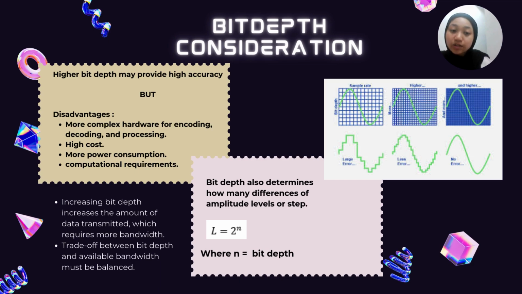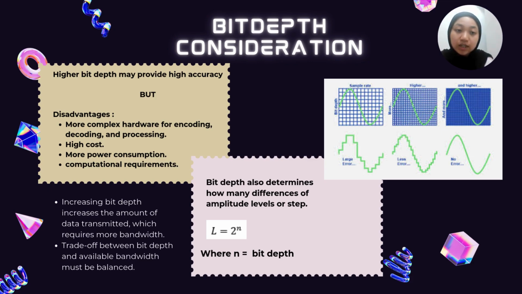Second, it increases power consumption. Since we are processing more data, it requires more computational resources, which lead to higher energy usage. This is particularly important for battery-powered devices like smartphones or hearing aids, where efficiency is critical. Third, it demands higher computational power. Systems need to process and store larger volumes of data, which means we need better processors and more memory.